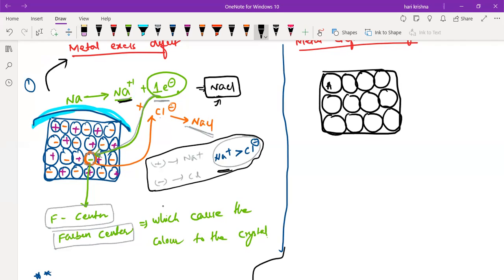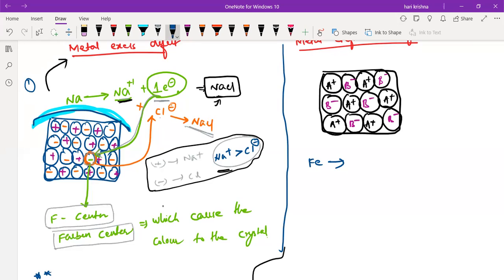Suppose you take A plus charge, and this also A plus, like this. And these are the B minus. Now, suppose you take an example like FeO.